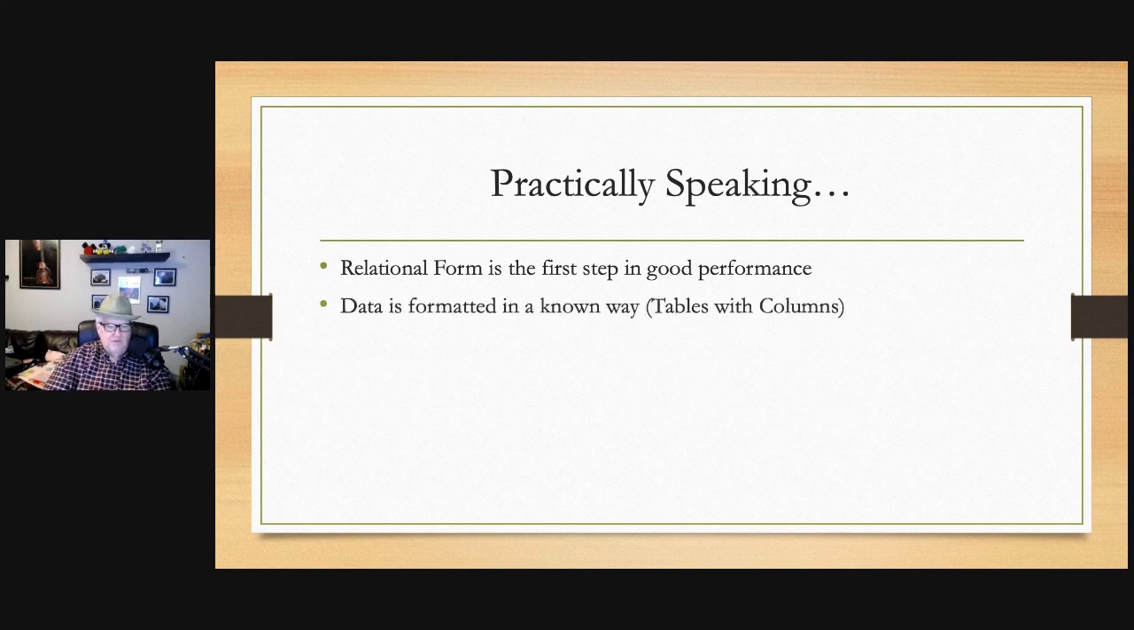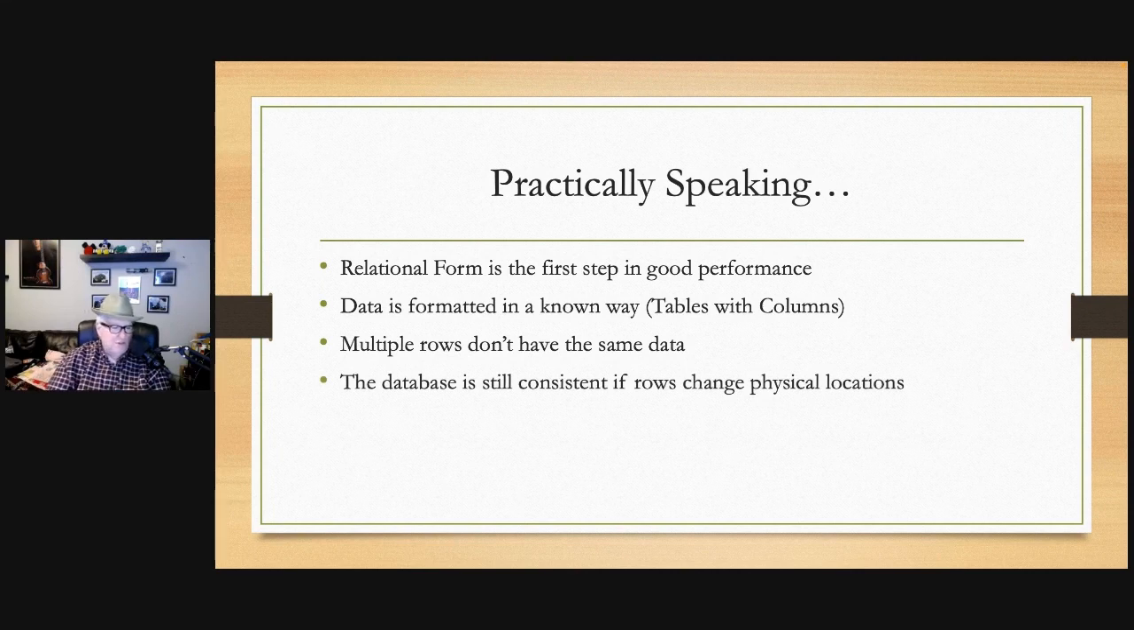Data is just built the same way. We know it's a table. We know it has columns. We know where to get it. We know that two rows don't have the same data or the same meaning. We know the database is still consistent if rows change physical locations.